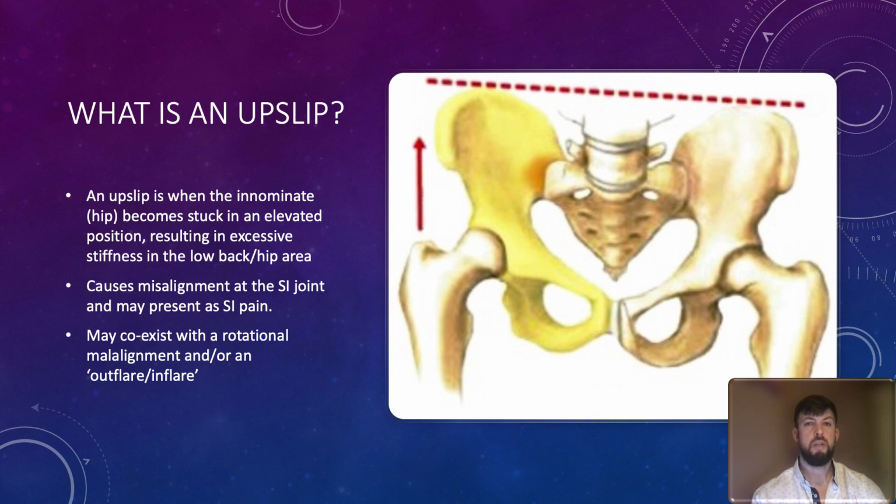An upslip is when the innominate or the hip bone becomes stuck in an elevated position in relationship to the sacrum, resulting in excessive stiffness in the low back or the hip area. In simpler terms, the ilium has shifted upwards on the sacrum. This causes misalignment at the SI joint and can present as SI pain. And it can also coexist with a rotational malalignment such as an anterior or posterior rotation, which happen more in a front to back motion, or an outflare or inflare of the hip.